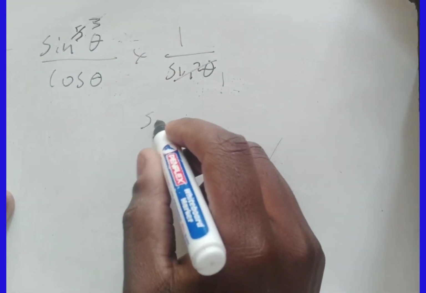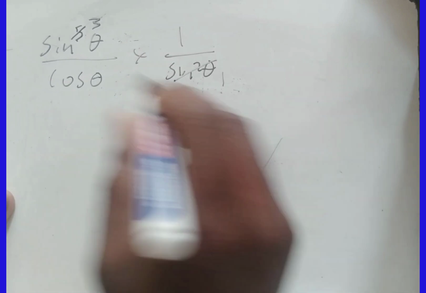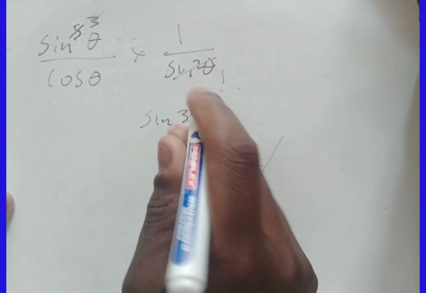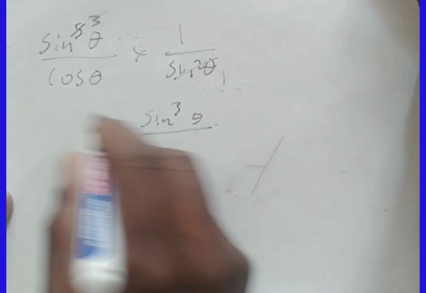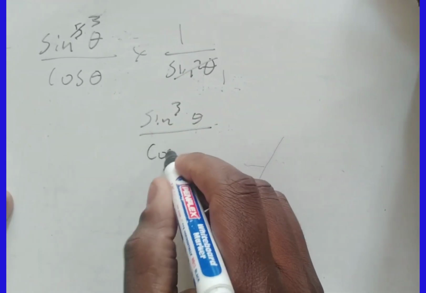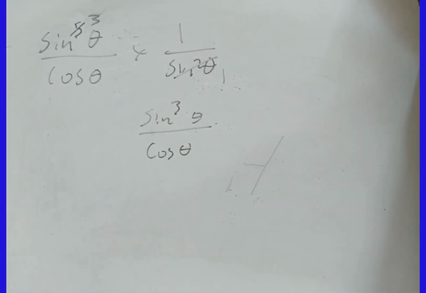So this is going to be sine cubed theta times 1, which is still sine cubed theta, right? And then all over cos theta times 1, which is just cos theta. And there we have it. So let me show you the last skill before we go to exercises.